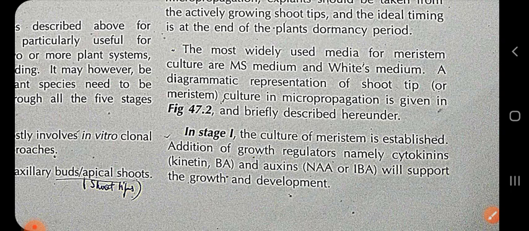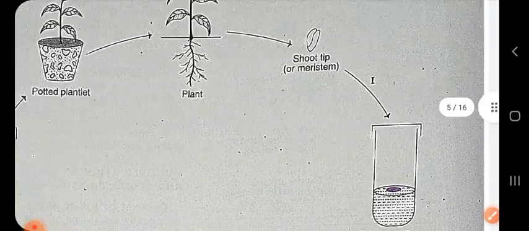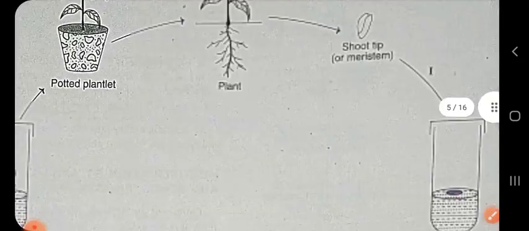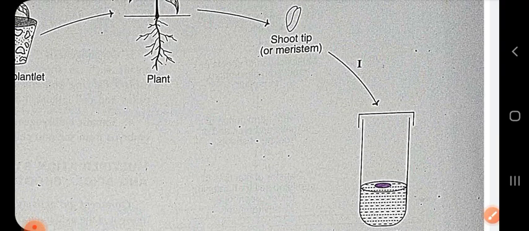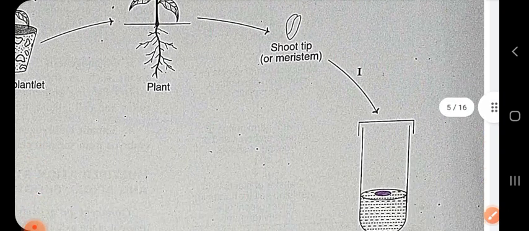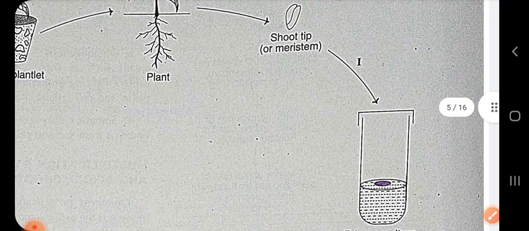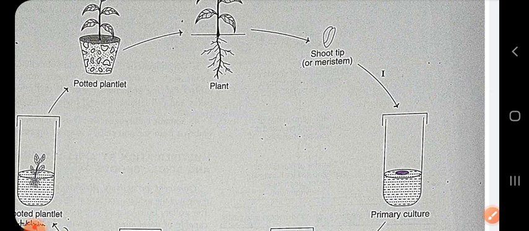So stage one is the stage where we are growing the explants with suitable growth regulators like auxins and cytokinins in a suitable ratio, so that shoot development will occur from those meristem tips. I am zooming in. So this is stage one. The shoot tip or the meristem is taken from the shoot apex of the plant and it is placed into a culture medium having a good concentration of auxin and cytokinin in a suitable ratio, right?